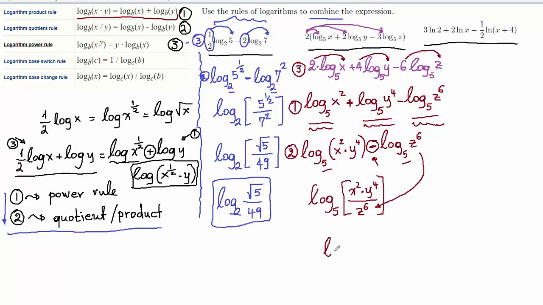So the final answer that I have is 1 logarithm with base 5 of x squared times y to the 4th divided by z to the 6th. And that's my answer.